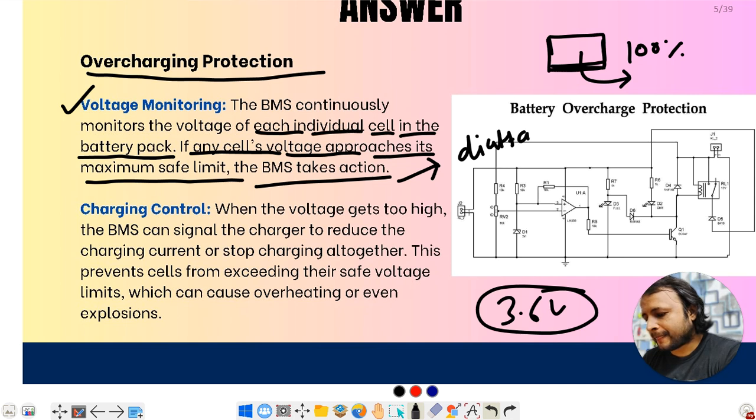detach, that is, disconnect it from the charging system.